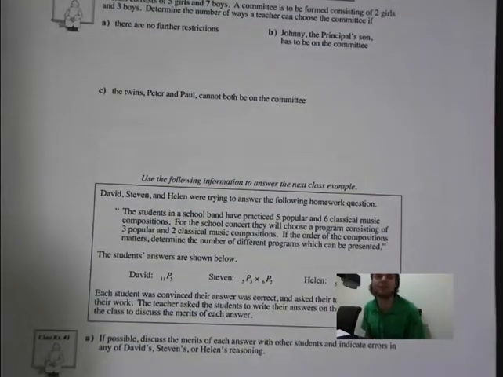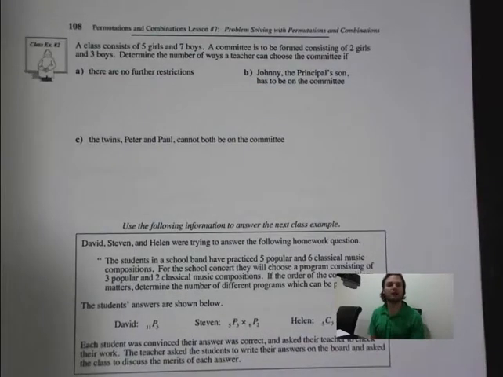Okay, that's great. The next one is a little bit more complicated. It says a class consists of 5 girls and 7 boys. A committee is to be made consisting of 2 girls and 3 boys. Determine the number of ways a teacher can choose the committee if there are no further restrictions. Order doesn't matter here, does it? It doesn't matter if you're a girl and you're chosen first or second. You're still chosen.